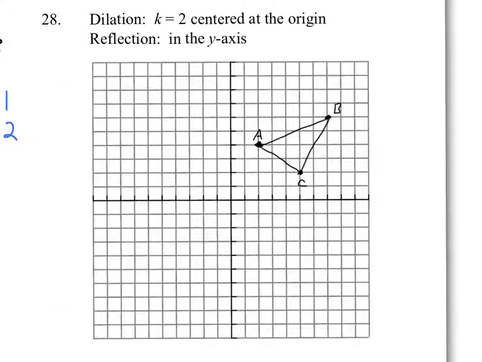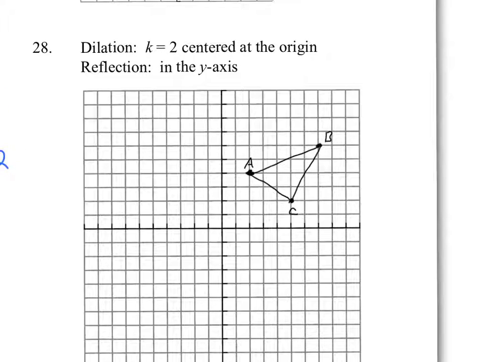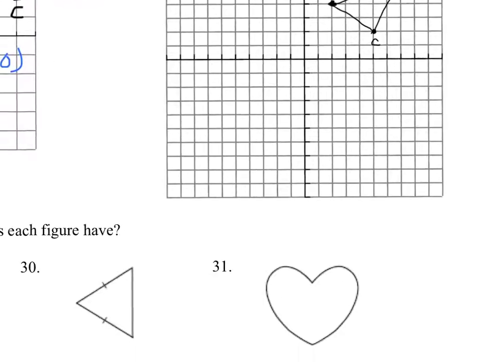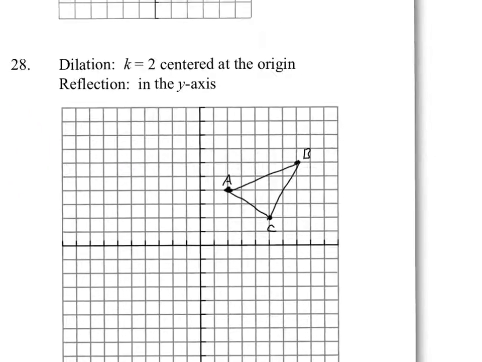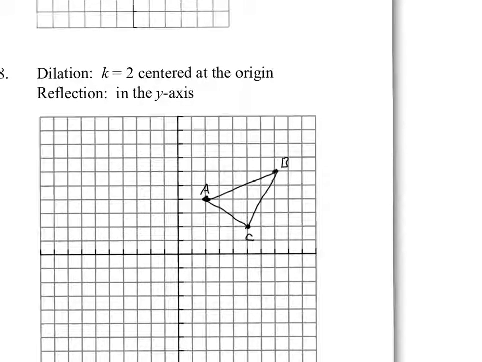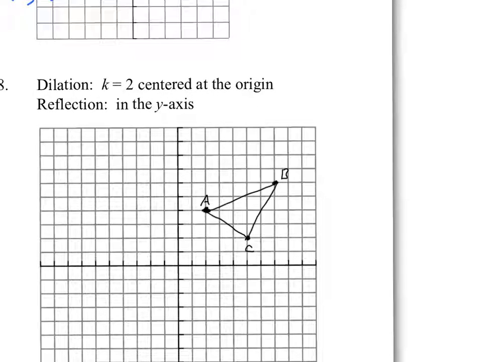Okay, our last type of transformation that we're just introducing now, number 28, is a dilation. And it says dilation k equals 2. That means that's the scale factor of the dilation. It means that the new one is going to be twice as big. And the way that we studied dilations is with a scalar multiplication. So I'm going to go ahead and take our ABC coordinates and make them into a matrix.